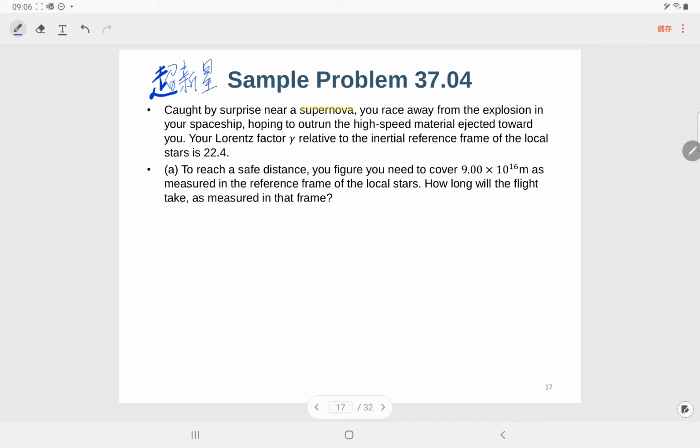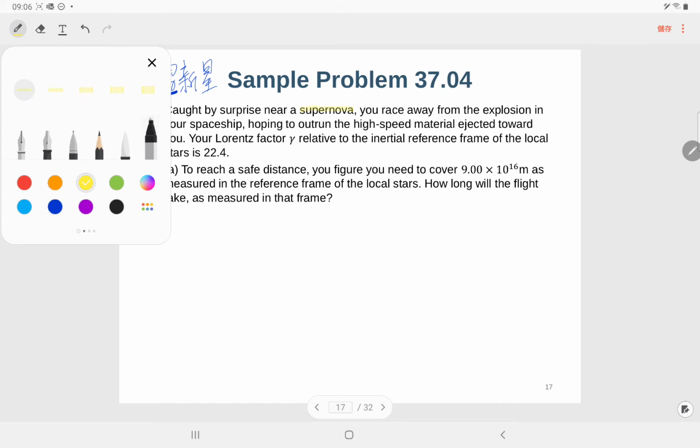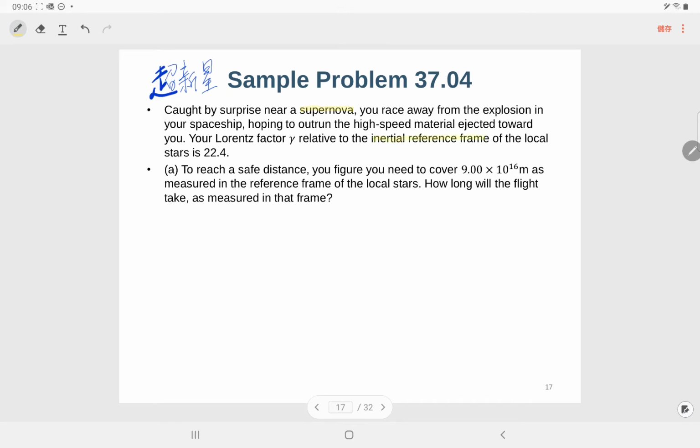Your Lorentz factor gamma relative to the inertial reference frame of the local star is 22.4. This is the gamma. To reach a safe distance, you figure you need to cover 9 times 10 to the 16 meters as measured in the reference frame of the local star. How long will the flight take as measured in that frame?